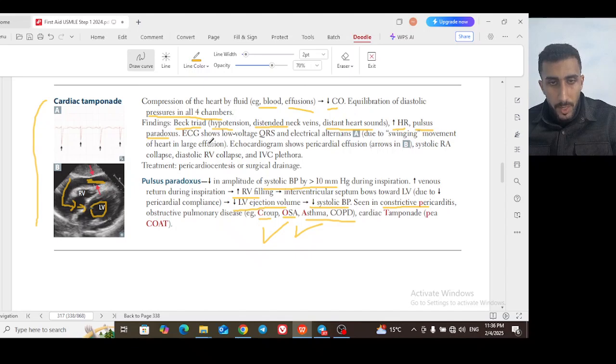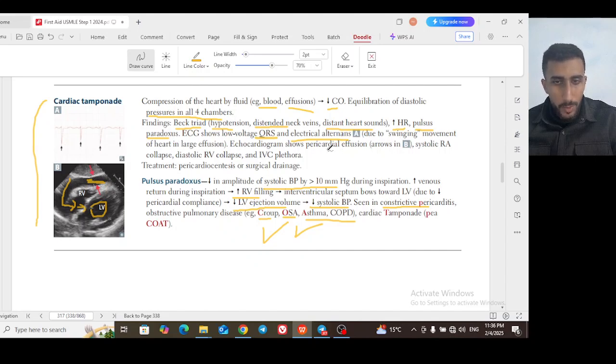So let's complete. The ECG may show low voltage QRS, as the heart is not pumping blood with ease. So of course the voltages are going to be low, the QRS will be lower than usual, and there is electrical alternans. The height of the different QRS complexes is not the same. The heart is just swinging in the fluid, so this is electrical alternans: the swinging movement of the heart in a large effusion.